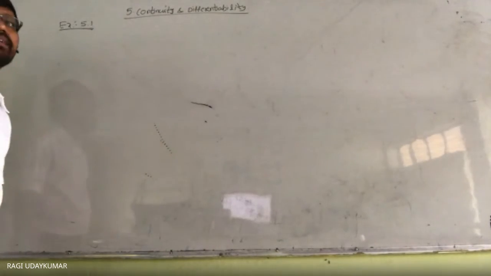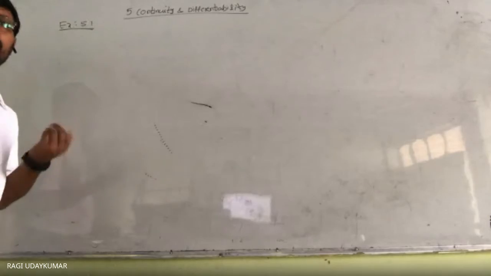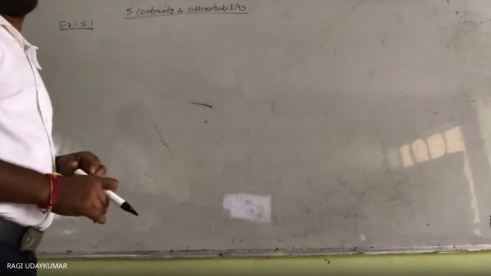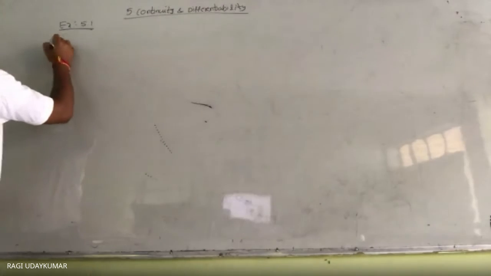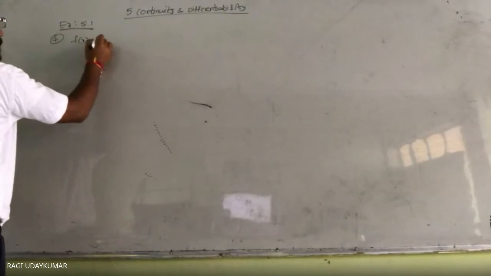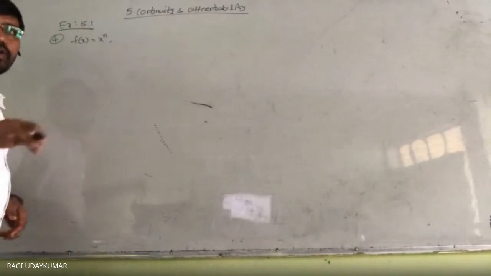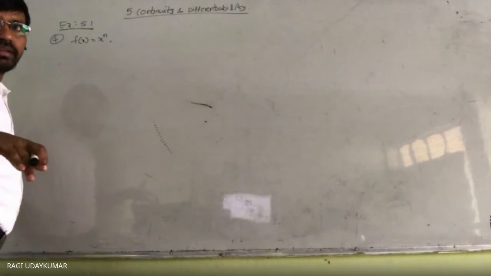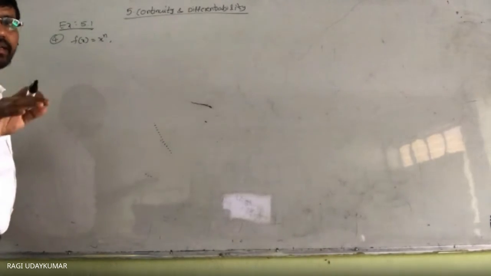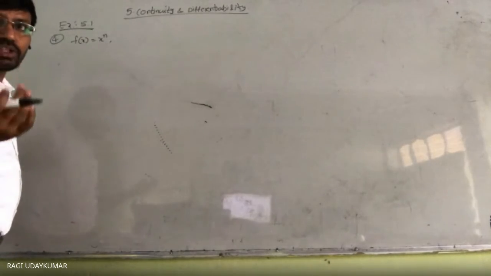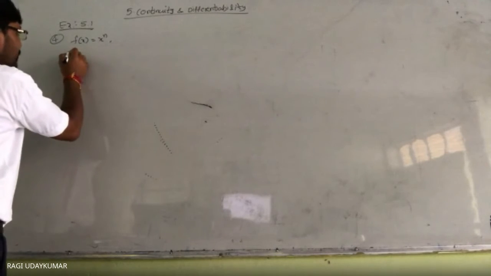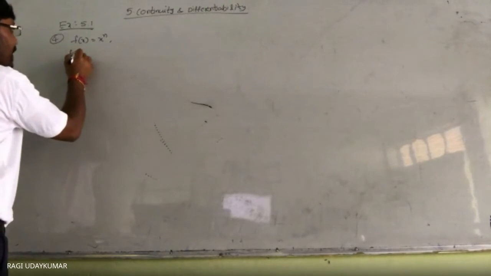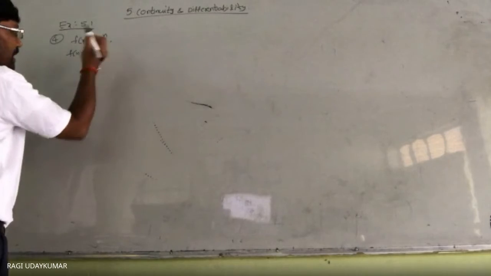So the next question is given to you. The fourth question is very simple. Prove that the function f of x equals x to the power of n is continuous at x equals n. So what is the question given here? f of x equals x to the power of n. It is continuous at x equals n. So what do you get here? f of n value should be found out, n to the power of n.